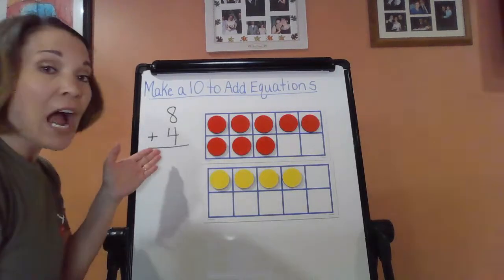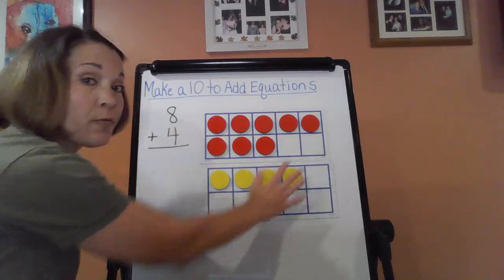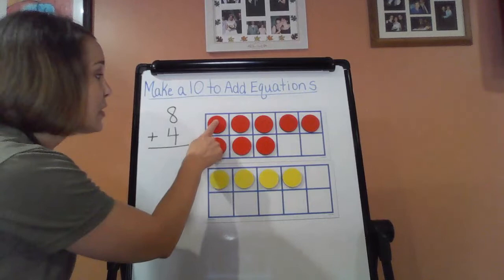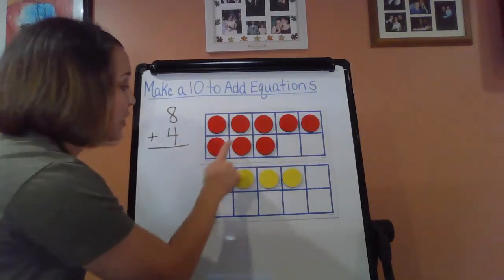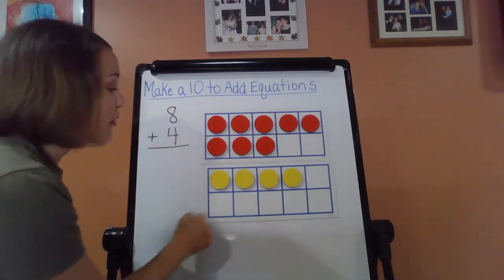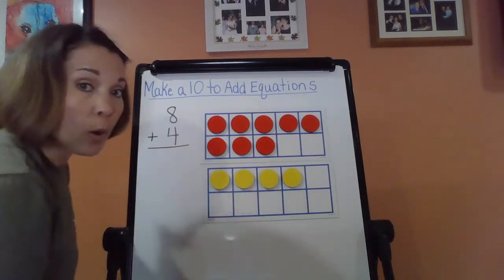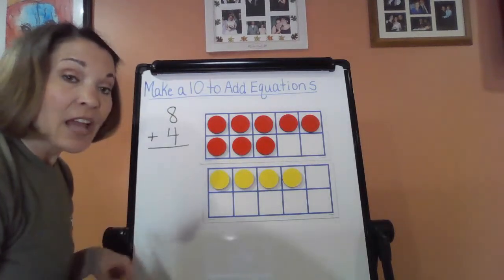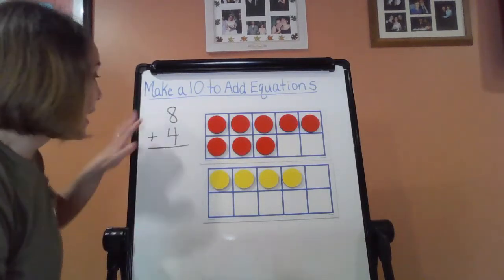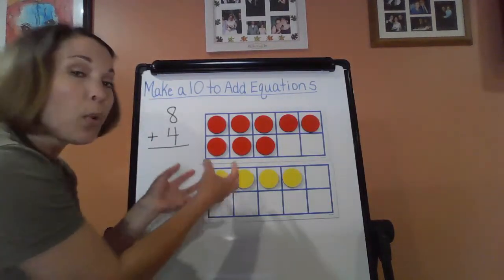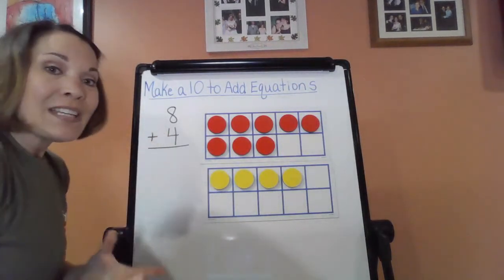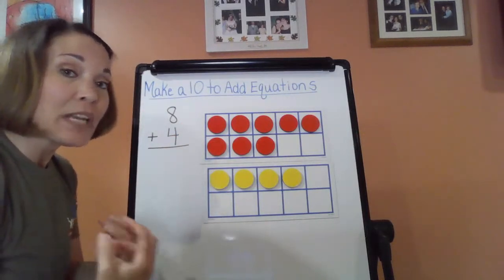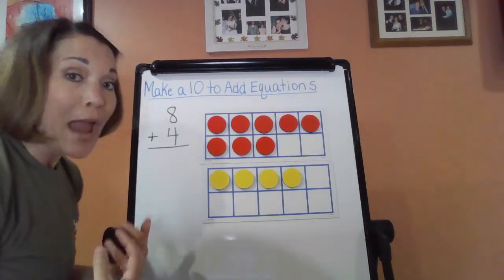So here's my fact. I have 8 plus 4, and I also have the visual for the addends 8 and 4. So let's just double check that. Here's my 8. 1, 2, 3, 4, 5, 6, 7, 8. And here is my 4. 1, 2, 3, 4. So basically, to make a 10, I want to look at the addend that is closer to 10. So in this case, it's going to be 8. I want to pull from my 4 to give 8 enough to make a 10. So then it's going to be a little bit easier for me to count to add.